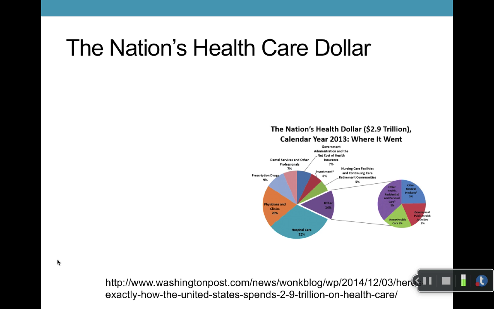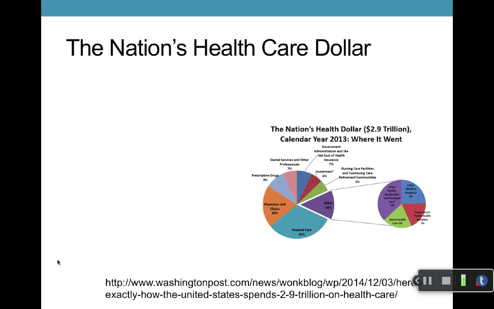Here we see a more detailed breakdown of some of those other costs. So we have dental services included here at 7%. Government administration and the net cost of health insurance at 7%. Now, just by comparison, in most countries that have national health systems, their administrative costs are usually 1 to 2%. So many of those administrative costs and other expenses come from the fact that we have this mixed public and private system, and many of those administrative costs come from the private sector.